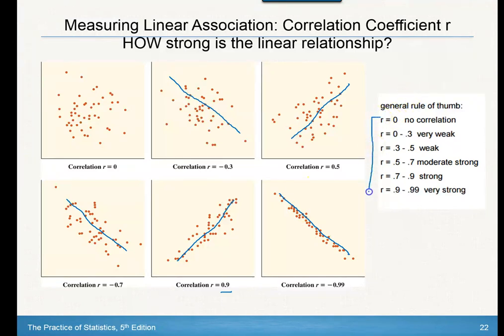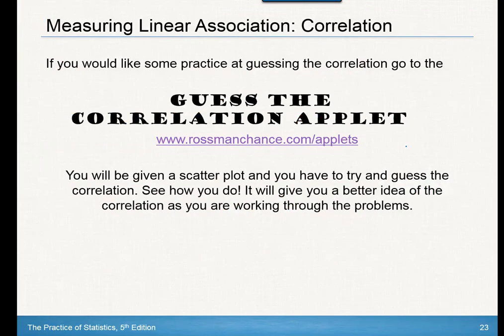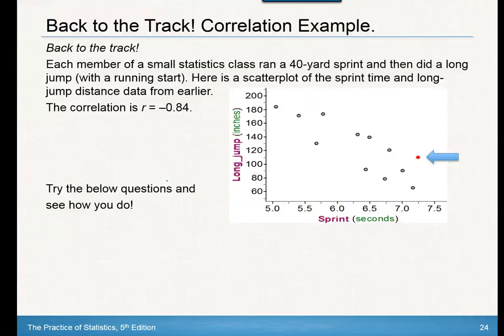If you take a look at this right here, this will give you your general rule of thumb whenever you're deciding whether it's strong, moderate, weak, or no correlation. Just keep in mind, for example, -0.3 and 0.3 are the same thing, and -0.3 to -0.5 is the same because one's just going up and one's going down. If you'd like to get some practice at guessing the correlation, go ahead and click on this website right here. You'll be given a scatter plot and you'll have to try to guess what the correlation is. Take a minute and see how you do.